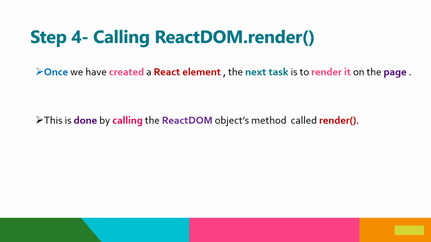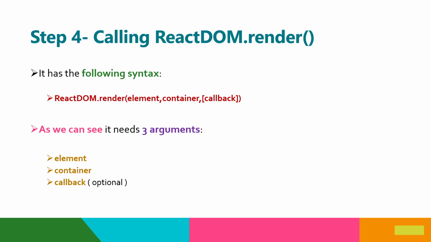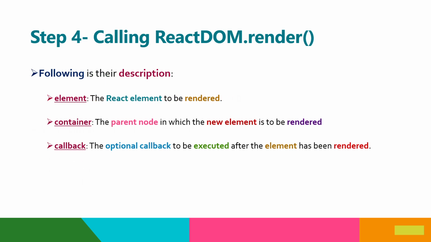Calling ReactDOM.render. Once we have created the element, the next task is to render it on the page. This is done by calling the ReactDOM object's render method. It has the following syntax: ReactDOM.render(element, container, callback). As we can see, it takes three arguments: element, container, callback. So, calling ReactDOM.render.